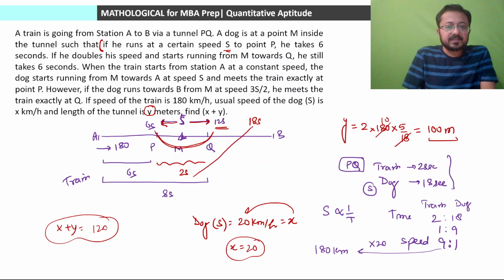And since the distance is same, तो अगर time का ratio is 2:18 or 1:9, तो speed का ratio भी 9:1. और train का speed is 180, तो 9 units is equal to 180 and 1 unit is equal to 20. तो clearly dog का speed will be 20. Or the length of the tunnel will be equal to time taken by train, which is 2 seconds, and speed of train is 180, or in meters per second this will be 180 into 5 by 18, and that will be 50 meters per second, and hence the length of the tunnel will be 50 into 2, 100 meters. So 100 plus 20, 120 will be our answer.